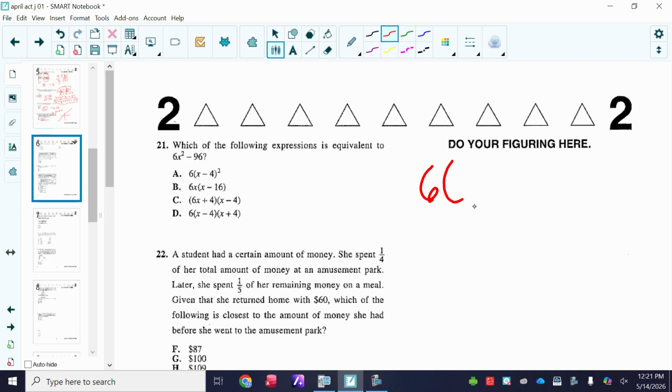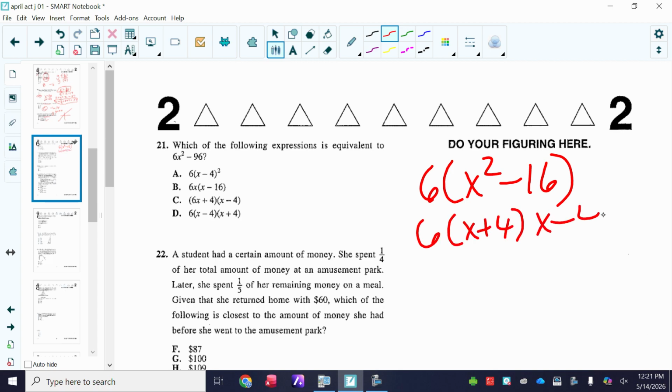Factor out the 6 and you get the difference of 2 squares. You could have also reverse FOILed it and seen what would give you that answer, but I think that's the better look.